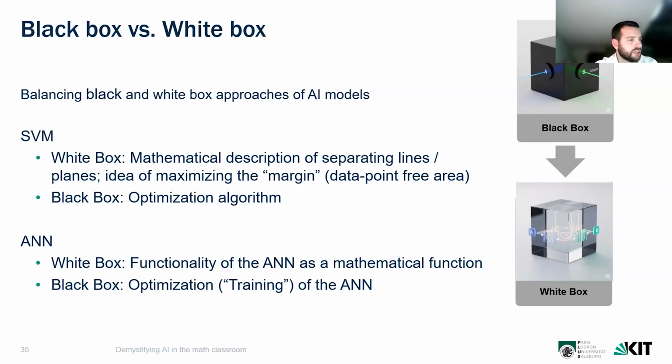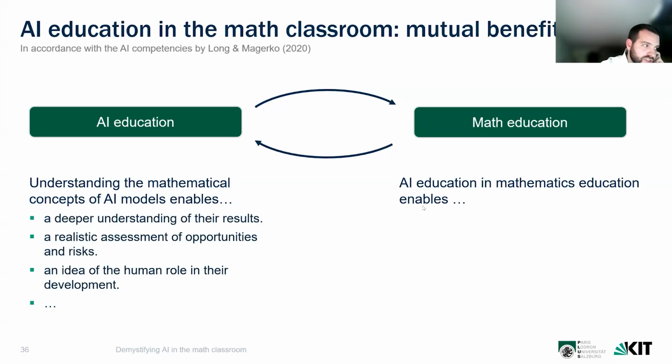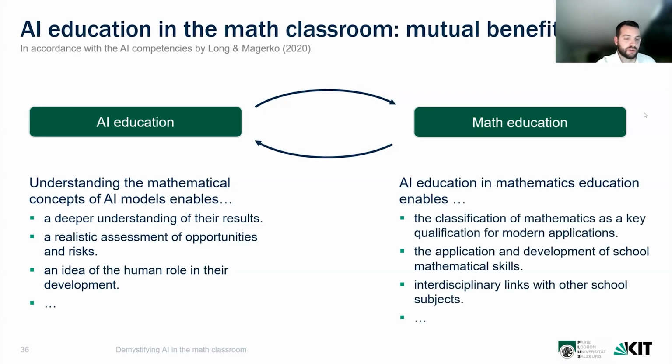And to come to almost the last slide, the initial statement of ours: we think that AI education in the math classroom has mutual benefits. AI education can profit from it, and students are able to have a deeper understanding of the results of AI models, have a realistic assessment of the opportunities and risks, and get an understanding of the human role in the development of these AI models. And at the same time, students can see that math is very important for modern applications. And they develop and train the mathematical skills and see the links to other school subjects or to other subjects in general.